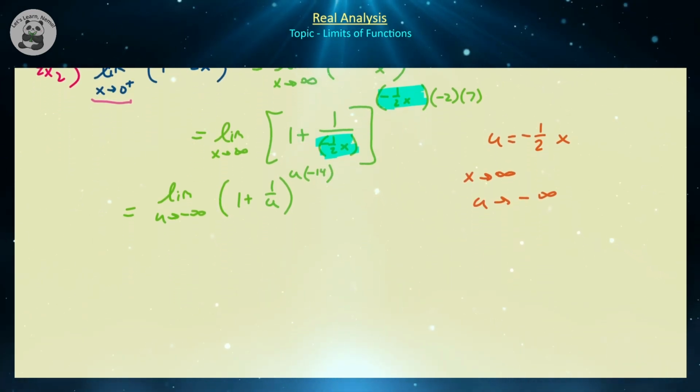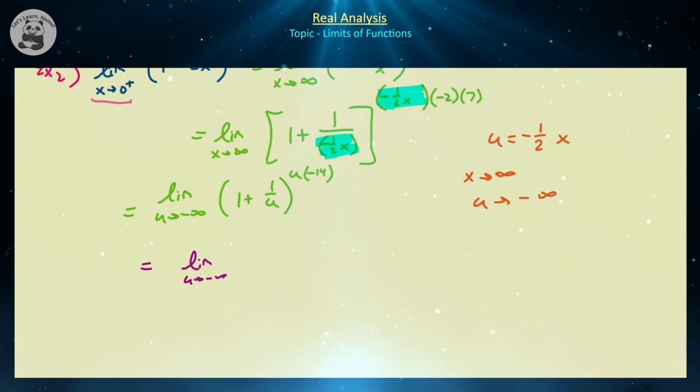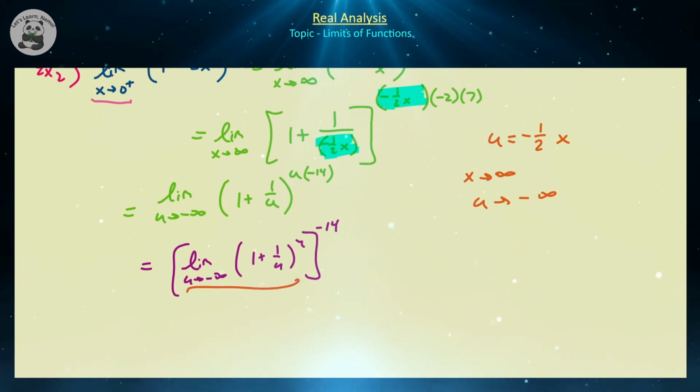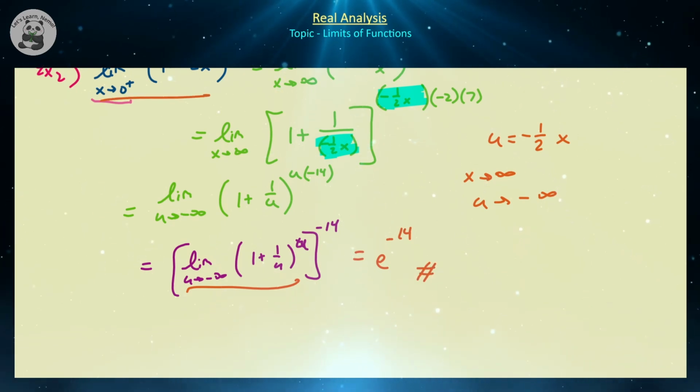And using your properties of limits that you probably already know, this is just a composition theorem for limits, this is just going to be equal to the limit as u goes to minus infinity of 1 plus 1 over u to the power of u, all raised to the power of minus 14. And this limit we've already proven to be true. That's just going to be equal to e. So this is going to be equal to e to the minus 14 as the original limit that we presented.